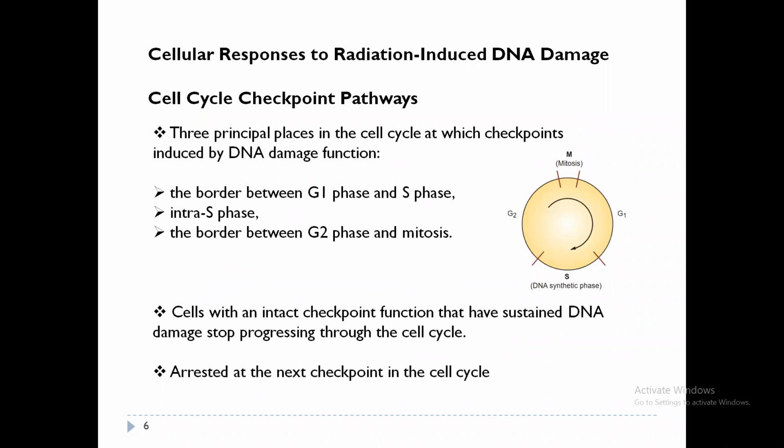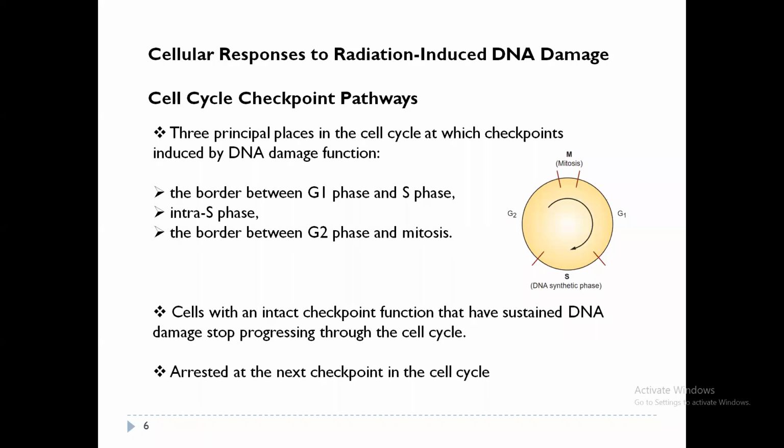So what are the cellular responses to radiation induced DNA damage? Cell cycle checkpoint pathways. There are three principal places in the cell cycle at which checkpoints induced by DNA damage function. Here we can see in this picture of the cell cycle: the border between the G1 phase and the S phase, then the intra S phase, and the border between the G2 phase and mitosis. So these are the three places in the cell cycle at which checkpoints induced by DNA damage function.